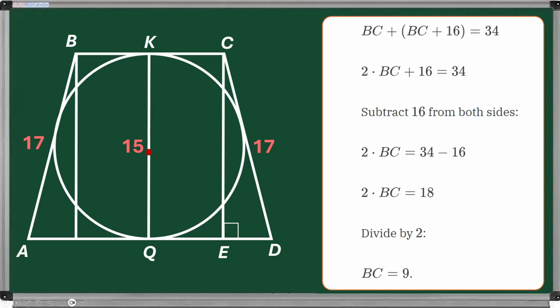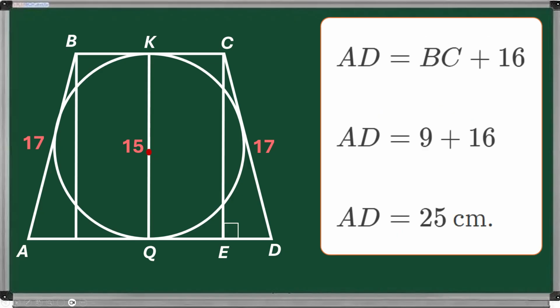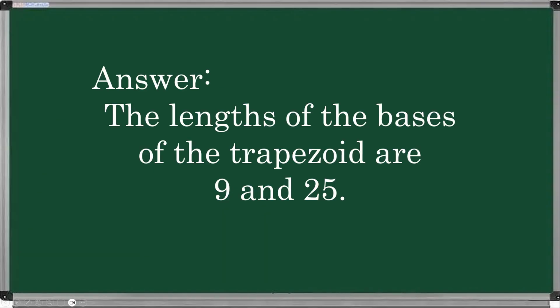Now that we have BC, we can find AD using equation 2. AD equals BC plus 16. AD equals 9 plus 16. So AD equals 25. Answer. The lengths of the bases of the trapezoid are 9 and 25.